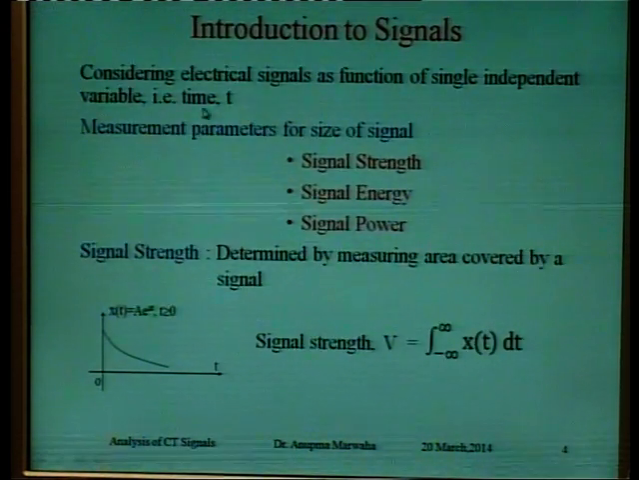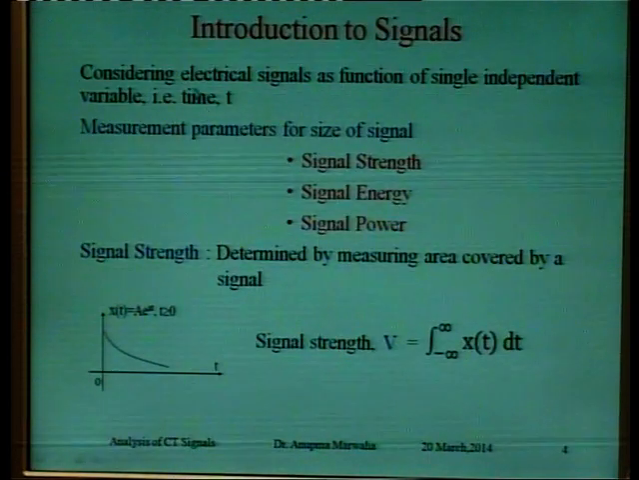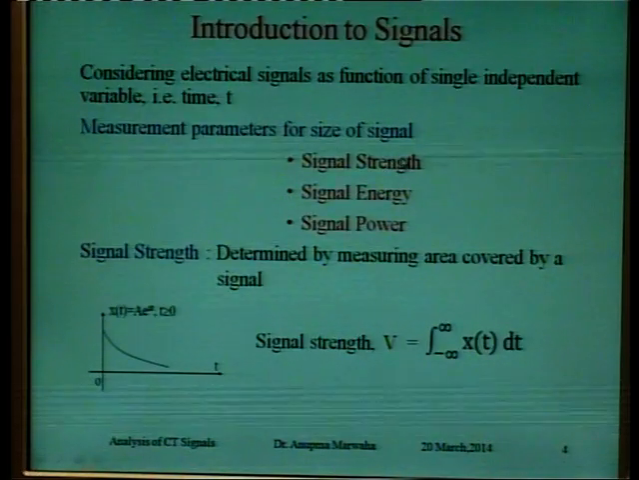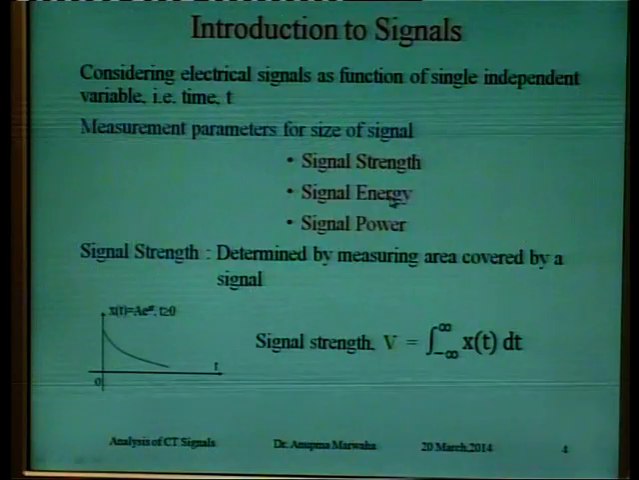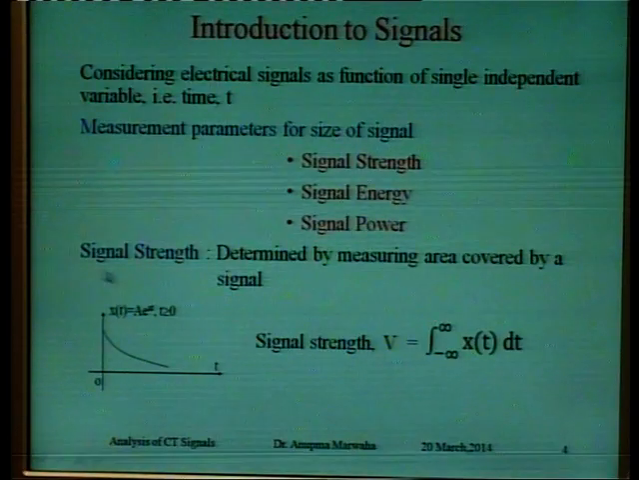Now, if we consider electrical signal in this lecture as a function of a single independent variable, that is time, then the various parameters which can be used as a measure of size of the signal can be signal strength, signal energy and signal power. So, we will define all these parameters one by one. So, what is signal strength?